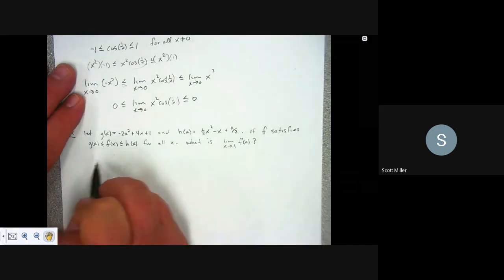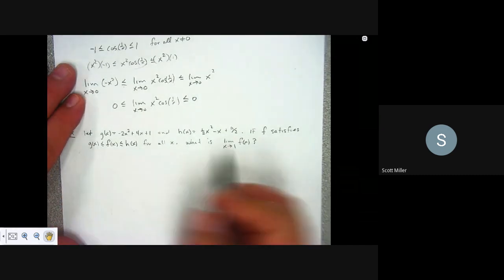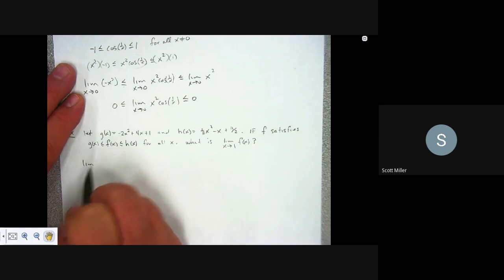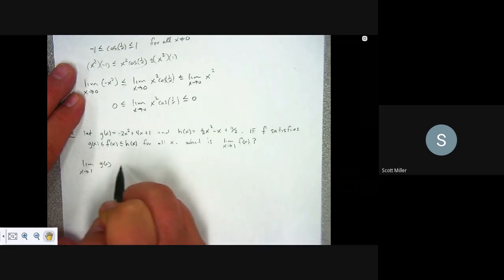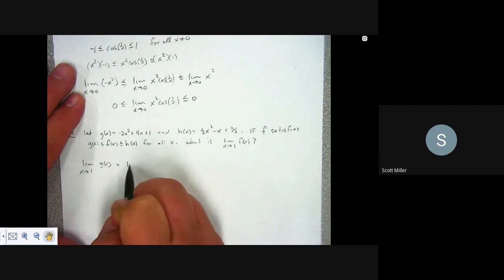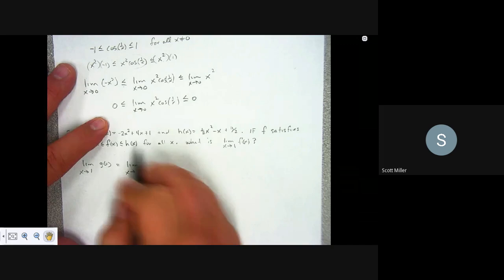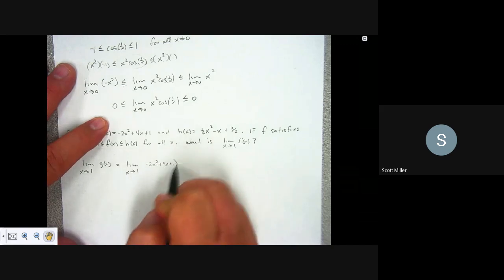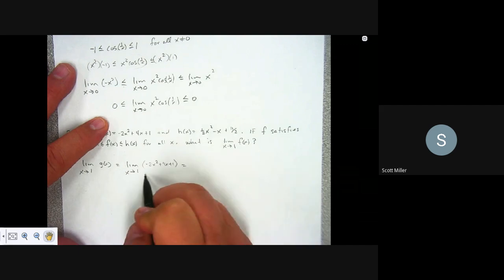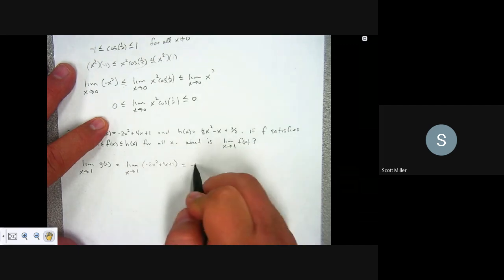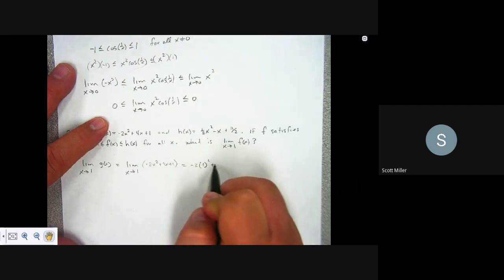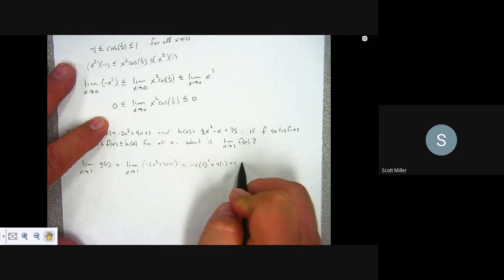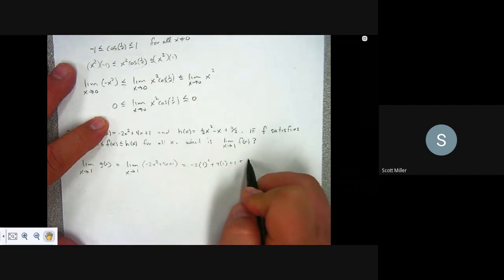Well, to do that, let's find the limit of this function as x approaches 1. So what is the limit as x approaches 1 of g of x? We can do that very easily. We can put in what g is, which is -2x squared plus 4x plus 1. There's the function. We can do direct substitution. -2 times 1 squared, plus 4 times 1, plus 1, and we get the number, it looks like, of 3.